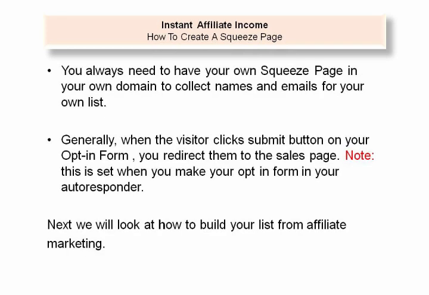You always need to have your own squeeze page on your own domain to collect names and emails for your own list. Generally, when the visitor clicks the Submit button on your opt-in form, you redirect them to the sales page. Note, this is set when you make your opt-in form in your autoresponder. Next, we will look at how to build your list from affiliate marketing.